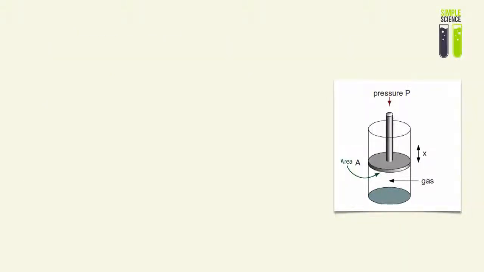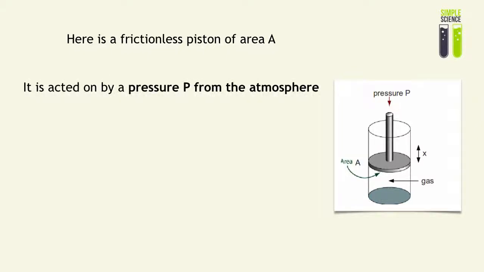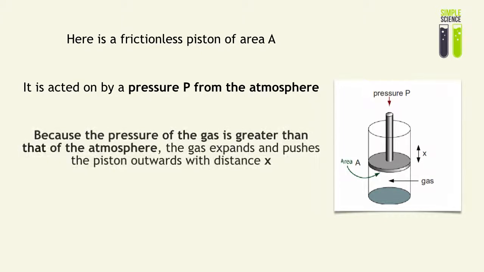Now let's look at this frictionless piston of area A. It has a cross-sectional area of A, and it is acted on by a pressure from the atmosphere, the pressure P. We're letting it freely be pushed around by the atmosphere. Okay, and for some particular reason, the pressure inside the gas is greater than the pressure of the atmosphere, and therefore this gas will push out onto the piston against the atmosphere. Okay? It's going to push out because the pressure of the gas is greater than that of the atmosphere.